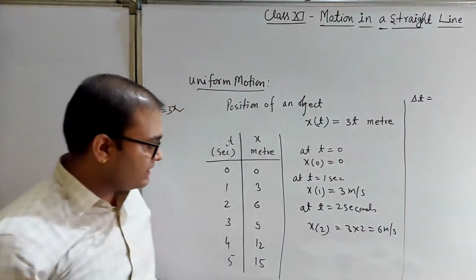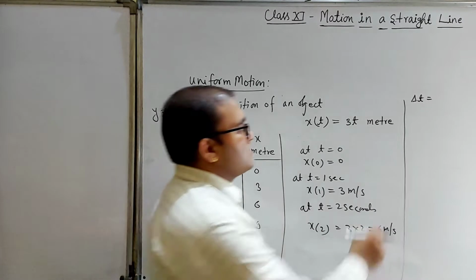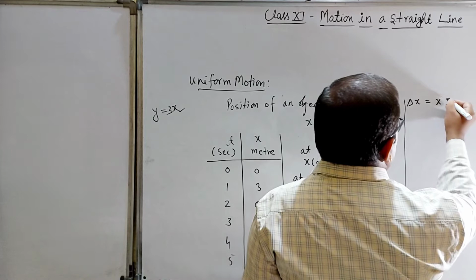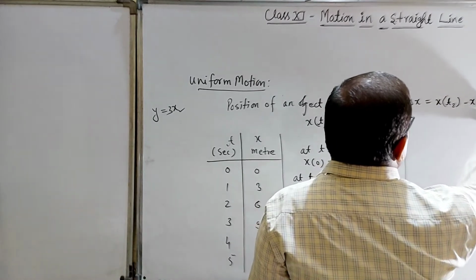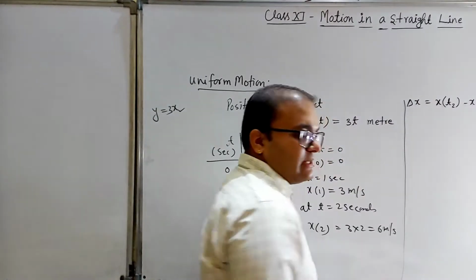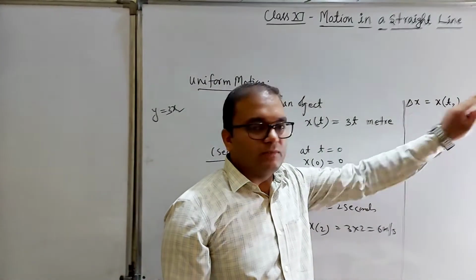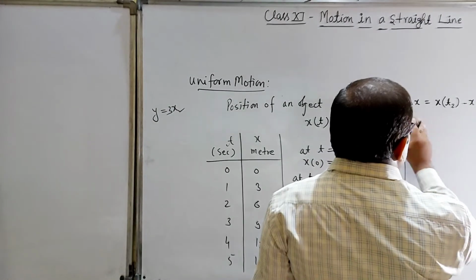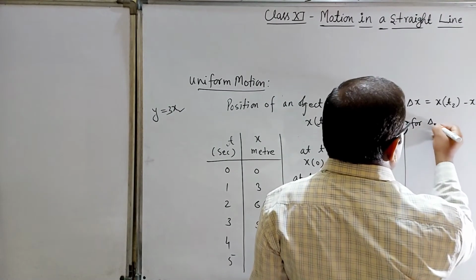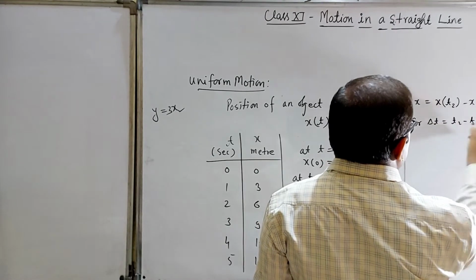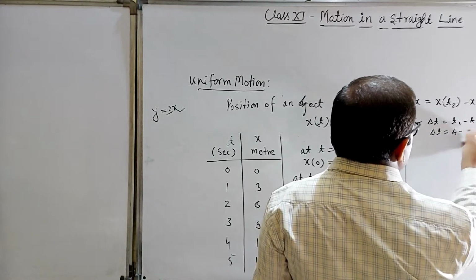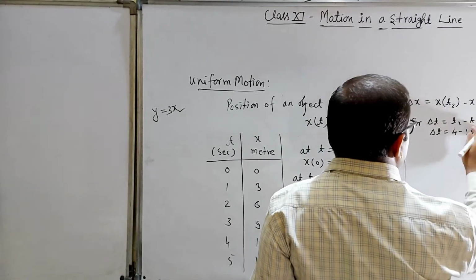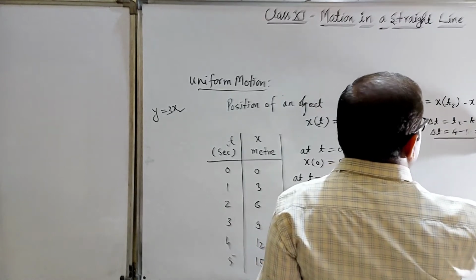Suppose we are taking two time intervals. I am writing here delta x equals x(t2) minus x(t1). Generally we write delta x, the change in position, as x(t2) minus x(t1). Now here delta t is t2 minus t1. Here I am checking between 4 second and 1 second, 4 minus 1, that is 3 second.